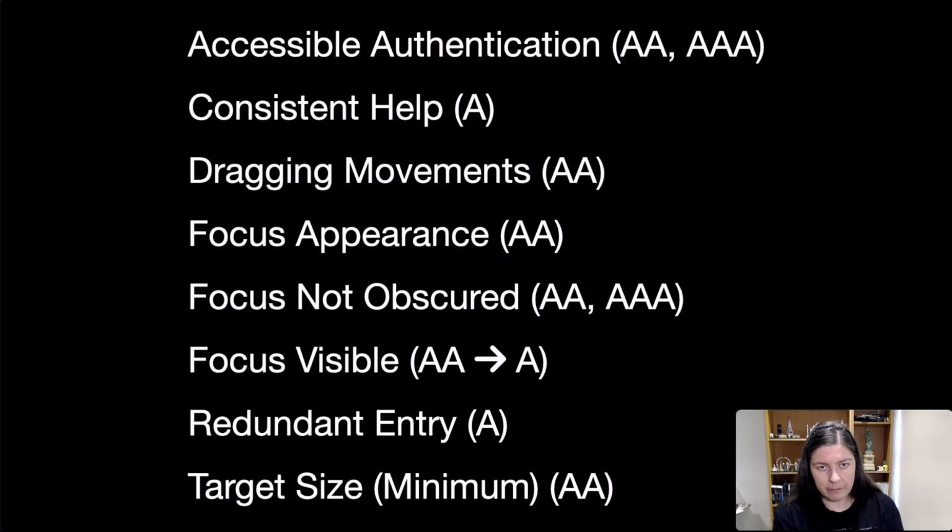Now, I could talk about that focus appearance thing in depth for a whole lot longer, but I've got to wrap it up. So here is the list of what we covered today. Accessible authentication, consistent help, dragging movements, focus appearance, focus not observed, focus visible being recategorized, redundant entry, and target size. There's a lot to take in for WCAG 2.2. I'm super interested to see what makes the final cut. I hope this has been interesting for you. I really enjoyed bringing it to you today.